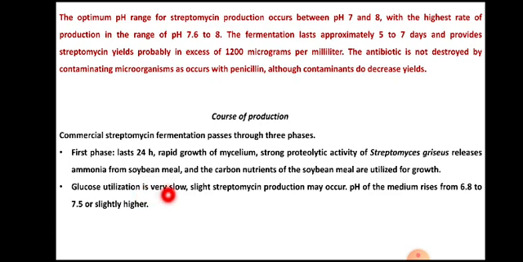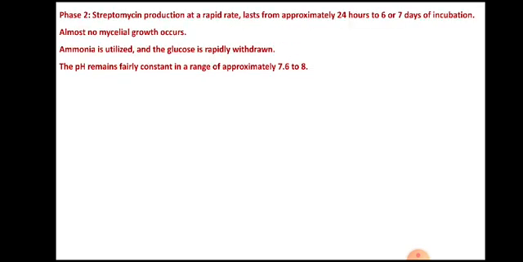The utilization of glucose during this phase is very slow. Slight streptomycin production may occur during this phase. Due to the release of ammonia, the pH of the medium increases to 7.5 or slightly higher. This is the optimum pH for the production of streptomycin.